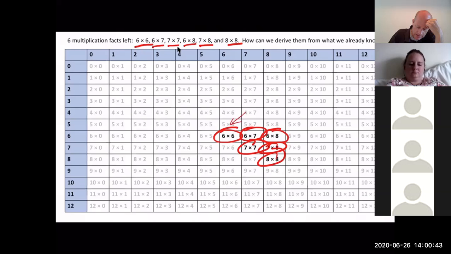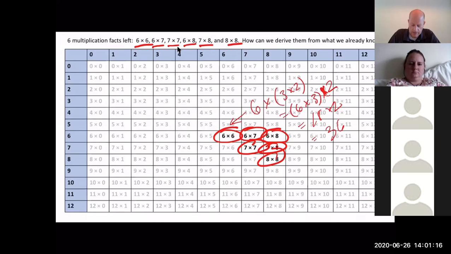So with 6 times 6, I can break up my 6 into 3 times 2. Now using the associative property, I know that that's the same as 6 times 3 times 2. So I'm going to use a double in here. I use the 2 to make a double because I'm going to do 18 times 2, which is my double. And that gives me 36. So those are the kinds of things that we can do.